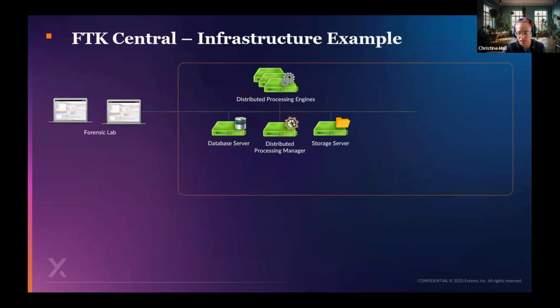The components get moved to the network. This then allows you to do things like scalable processing. So if you're a lab where some days you might get 4 terabytes of data and the next day you might get 40 terabytes, and you want to be able to adjust quickly to meet the demand, FTK Central gives you the back-end infrastructure to do that scalable processing. You can increase the distributed processing engines as you need them.